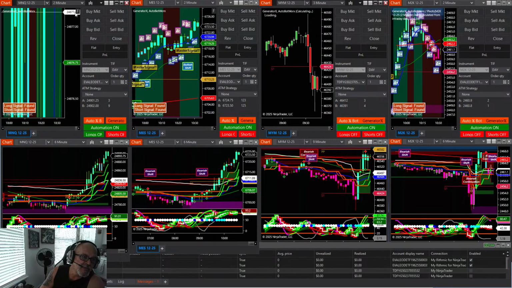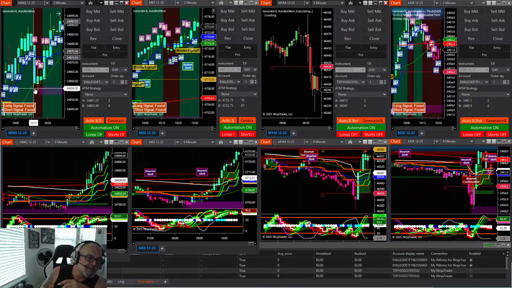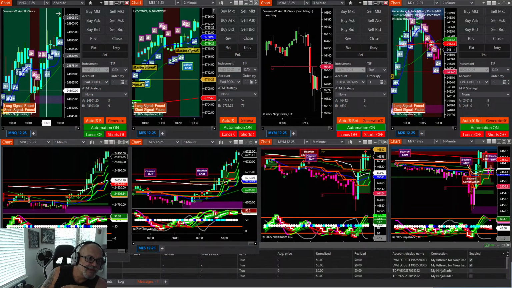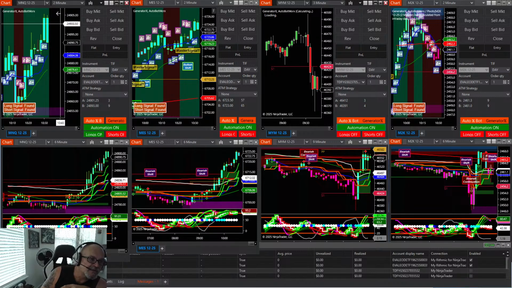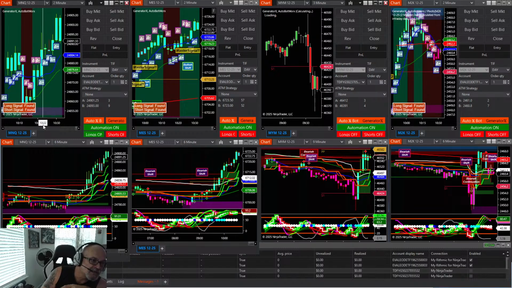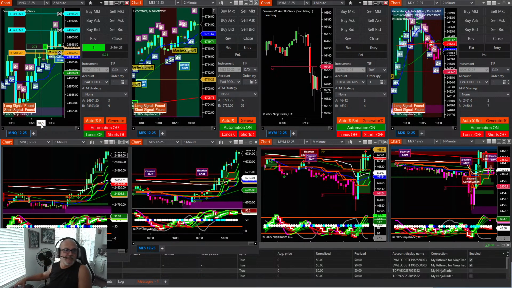Oh, it just hasn't met all the requirements to print a signal yet because it's printed one previously. I have the signal on down here, so I would have expected maybe a continuation signal to already be printed, but again, I don't know the calculations on all that stuff, so I just let the indicators do its work.